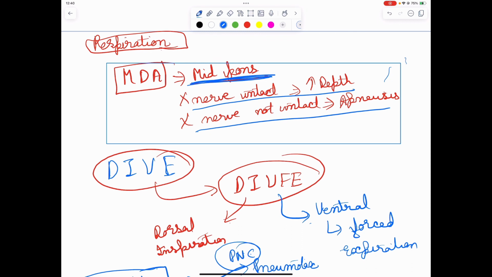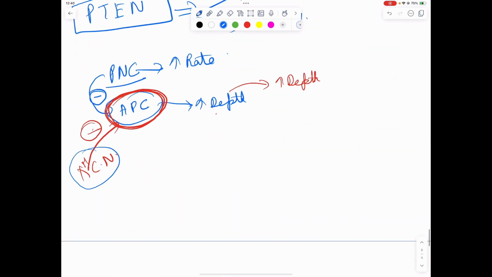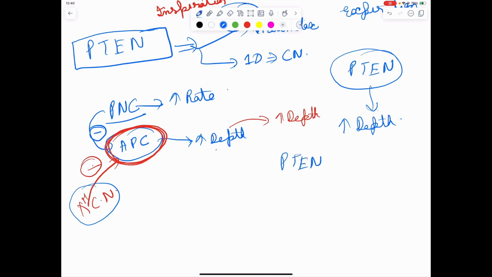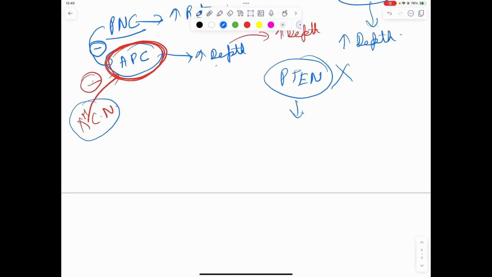So remember that if both are active, that is the pneumotaxic center and the vagus, then there is normal respiration. If any one gets damaged, then the apneustic center is not inhibited that much, and this results in an increase in depth. But if both are damaged, then what will happen? There is no inhibitory signal to the apneustic center, and the apneustic center gets activated. When it gets activated, it will manifest as apneusis.